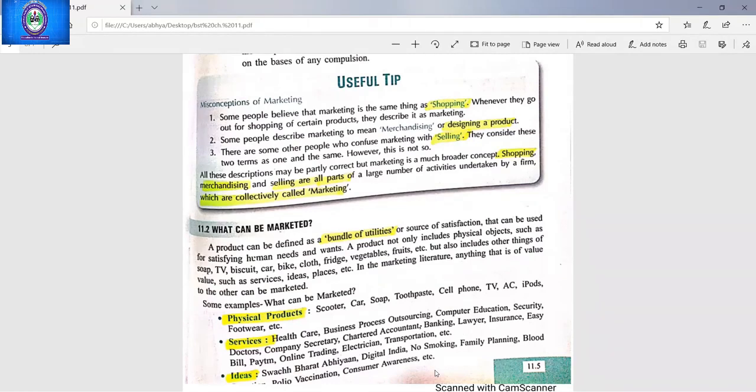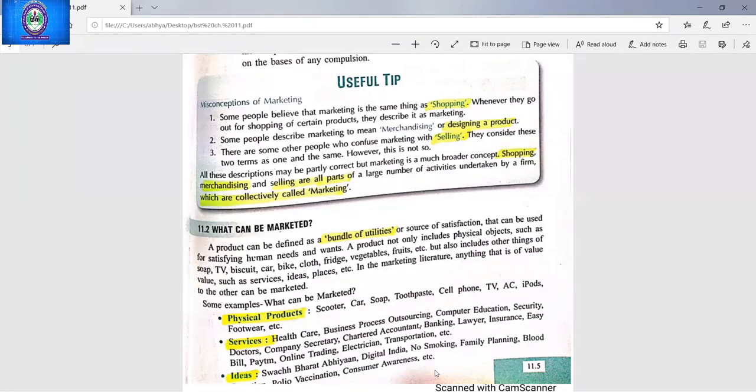Some people are saying that the designing of a product is equivalent to marketing. No. And some are saying that selling is equivalent to marketing. No. All these, shopping, merchandising, selling, are only a part of marketing. Marketing involves all these concepts, because marketing cannot be completed without shopping, without merchandising, without selling. So marketing is everything. Marketing involves all these. Rather, marketing is much more than all these three concepts: shopping, merchandising, and selling.